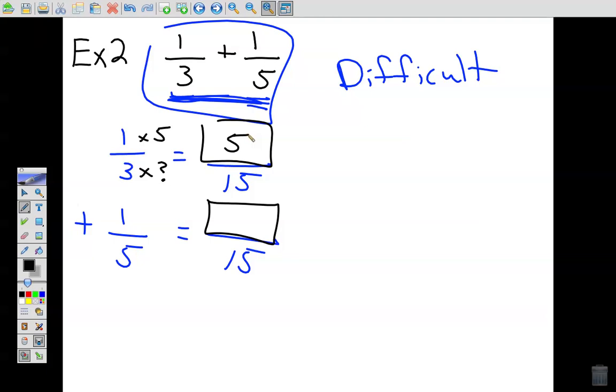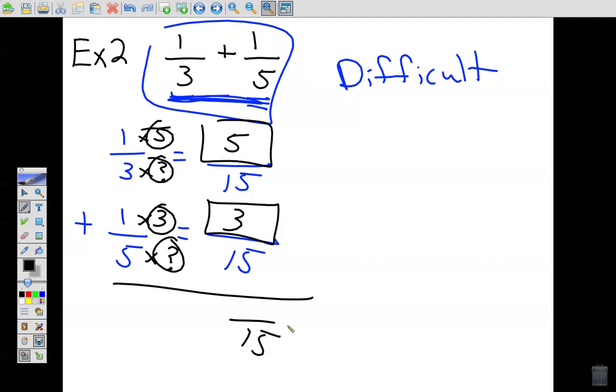Now I go to the bottom one. What can I multiply 5 by to get 15? Well, I can multiply it by 3, so I have to multiply the top by 3. What you multiply the bottom by, you have to multiply the top number by. So here I multiply them both by 3, here I multiply them both by 5. Now, add our fractions together, put it over our denominator of 15.